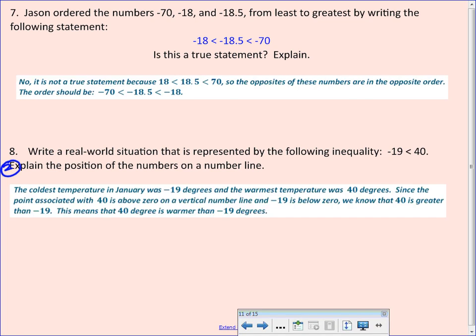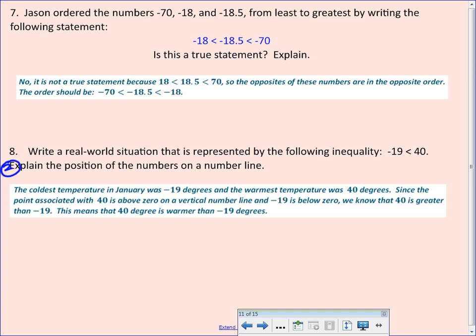All right, let's take a look at number 7. Is that a true statement? No, that's not a true statement. They have the inequality statements reversed. But look at this interesting way to explain what went wrong. You could always look at the opposites.